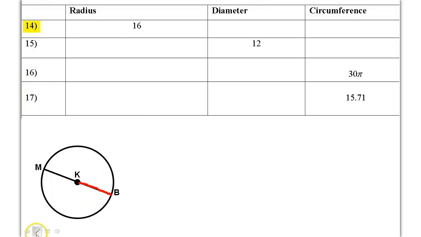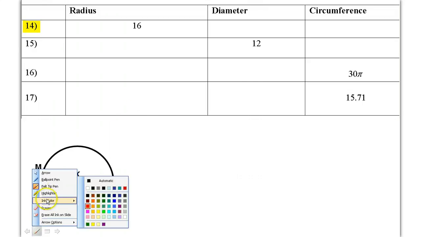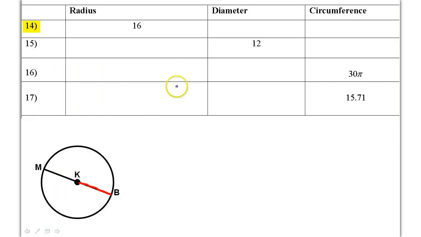Now, what is meant by the word diameter? Okay, the diameter of a circle goes from one side all the way to the other. In this case, MB is the diameter of the circle. So KB was a radius, MB is the diameter.